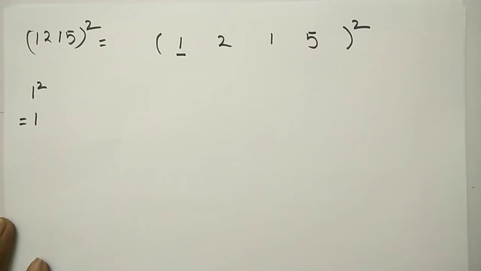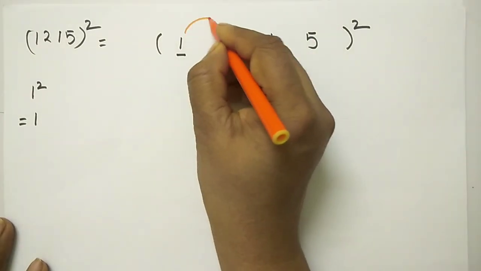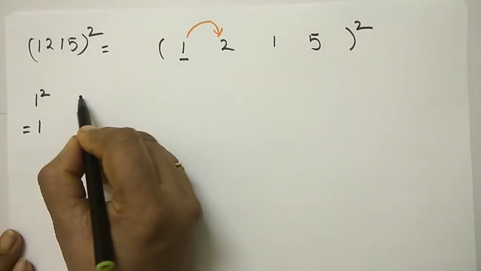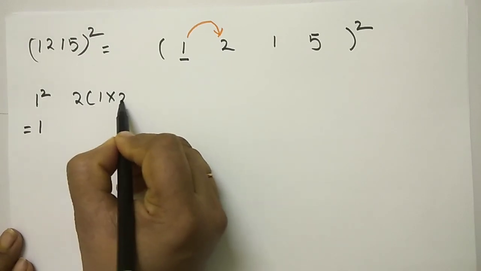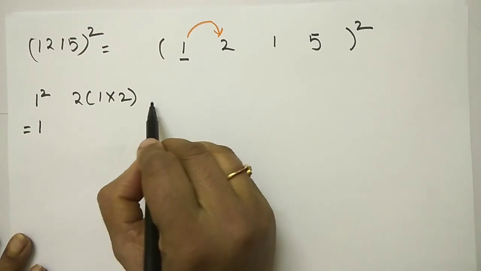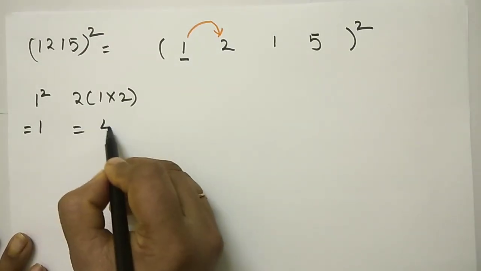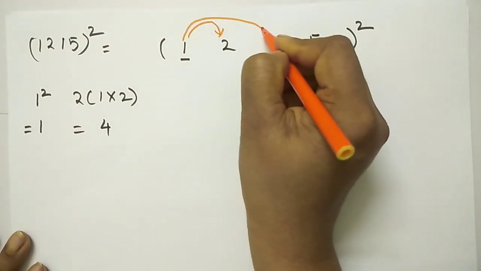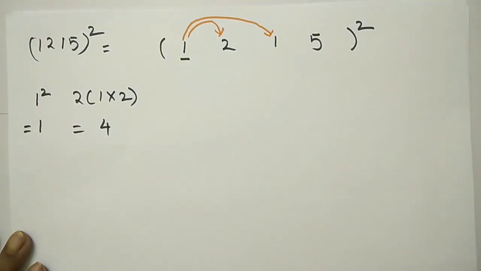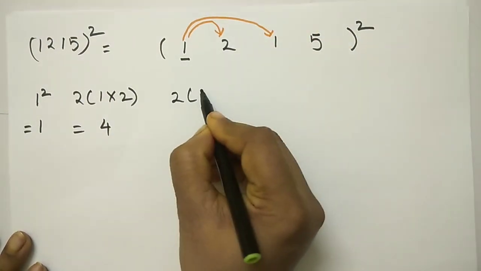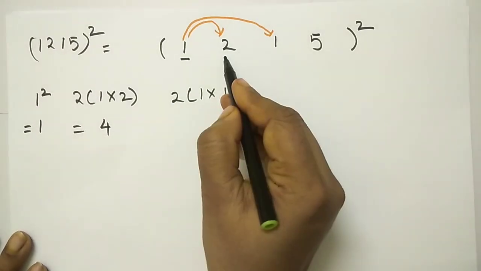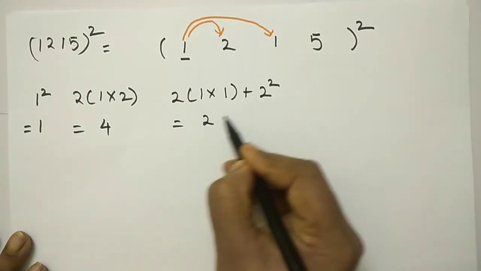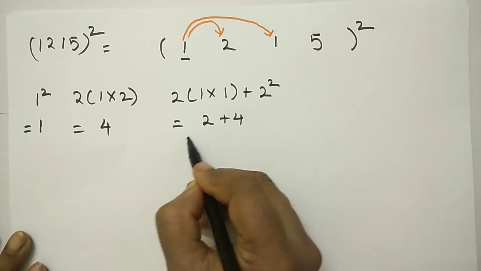Now next you have to calculate the product of this number with 2. That is 2 into 1 into 2. As there is no middle number, no need to write plus and the square of any number. So this becomes 4. Next you have to calculate the product of this number. This becomes 2 into 1 into 1. In the middle you have the number 2, so you have to write the square of that number, 2 square. This is equal to 2 plus 4, nothing but 6.